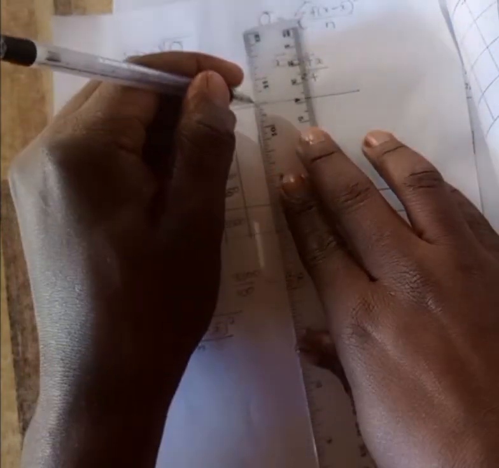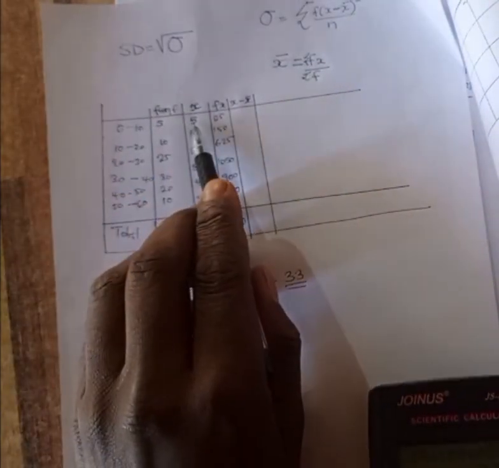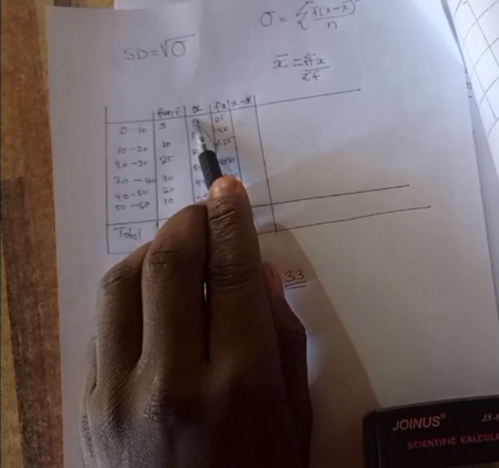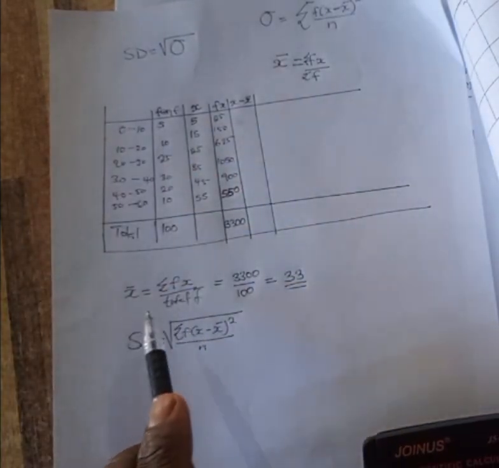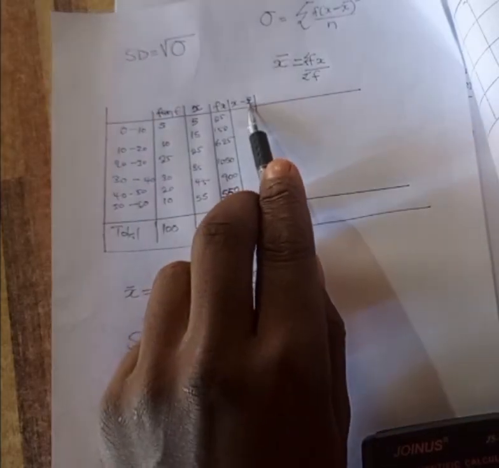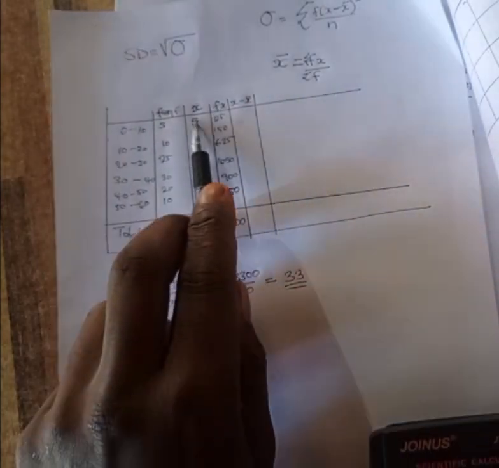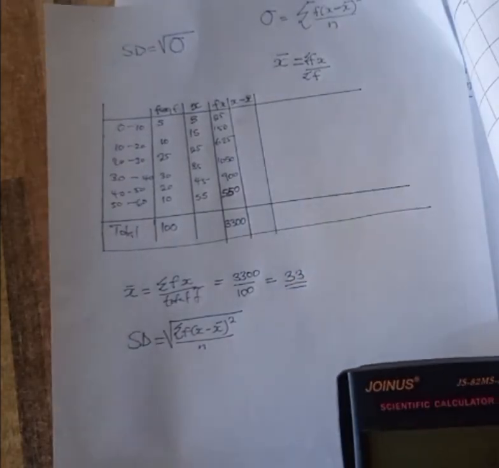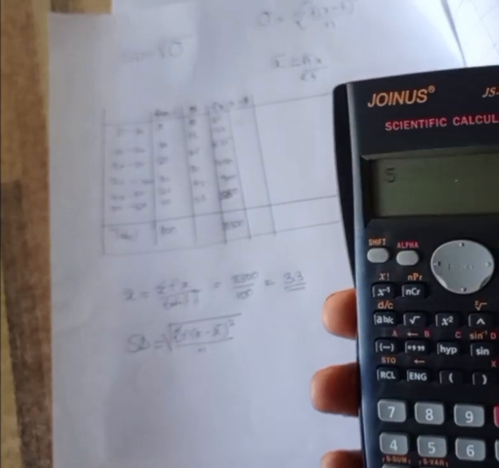So this means, what is my x? For instance, this one, this is my x there. What is this x bar, which is the mean? It is 33. So I will say 5 minus 33. 5 minus 33. You place 5 minus 33.